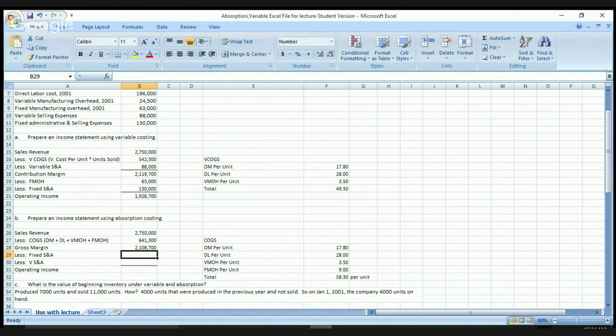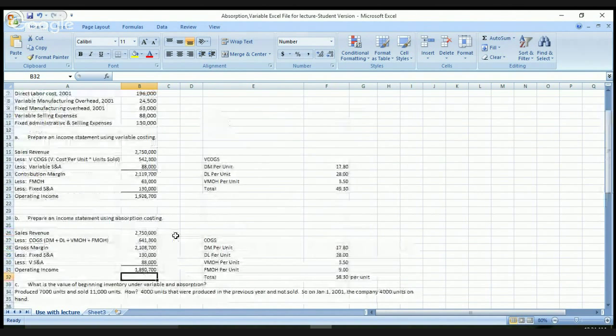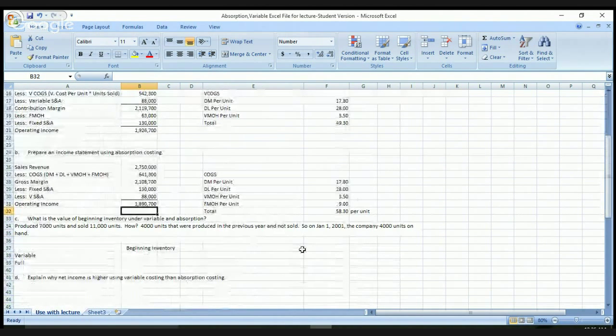And so that becomes 2,108,700. My fixed selling and administration costs stay the same at 130,000, and my variable selling costs will be 88,000. This makes my operating income. If I take it away from the 2,108,700, I get an operating income of 1,890,700. Now, you notice that here we had 11,000 in sales, but we only produced 7,000 units. So that means, of course, that we had 4,000 or 400.